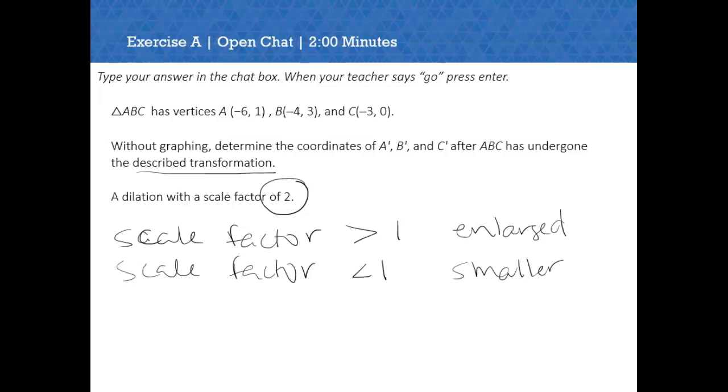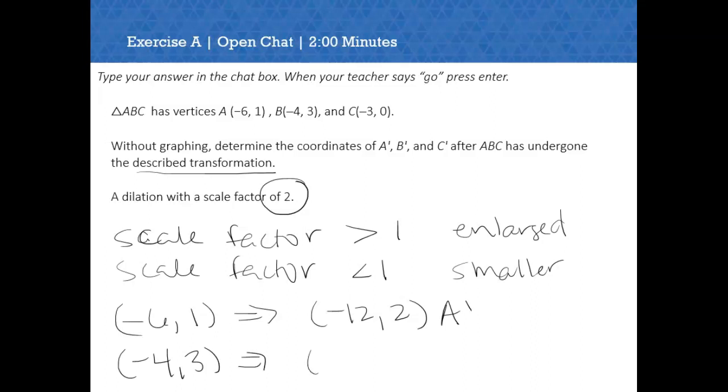So this has a scale factor of 2, and we could say that means it's twice as big. So from (-6, 1), if we make that twice as big, this is simply (-12, 2). We just multiply by the scale factor. So this is A prime. B prime, we change from (-4, 3) to (-8, 6). And then finally, I'll write it up here for C prime. Multiply by 2, and that gives us (-6, 0). So 0 times 2, still 0. So that's C prime.